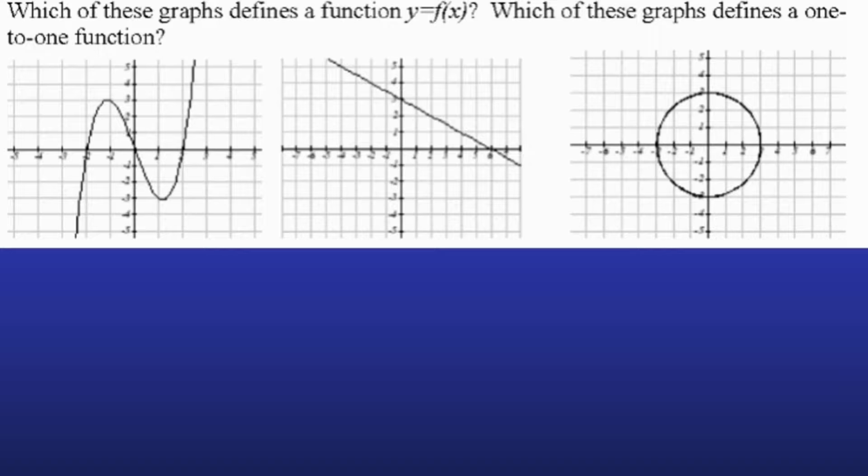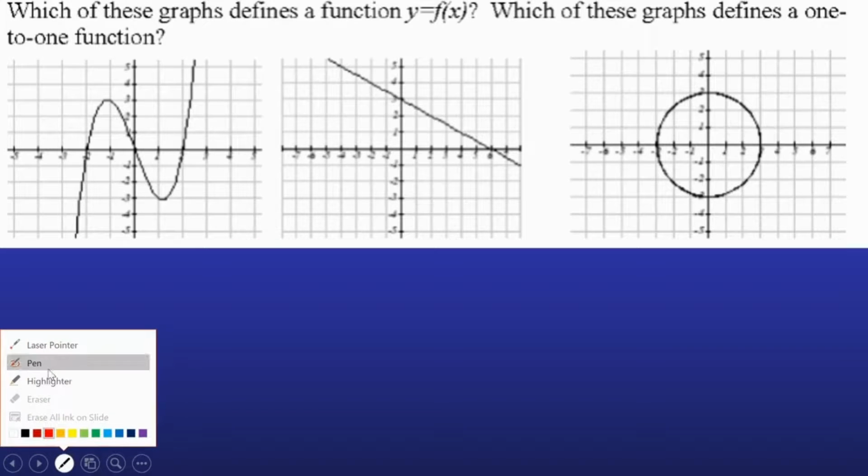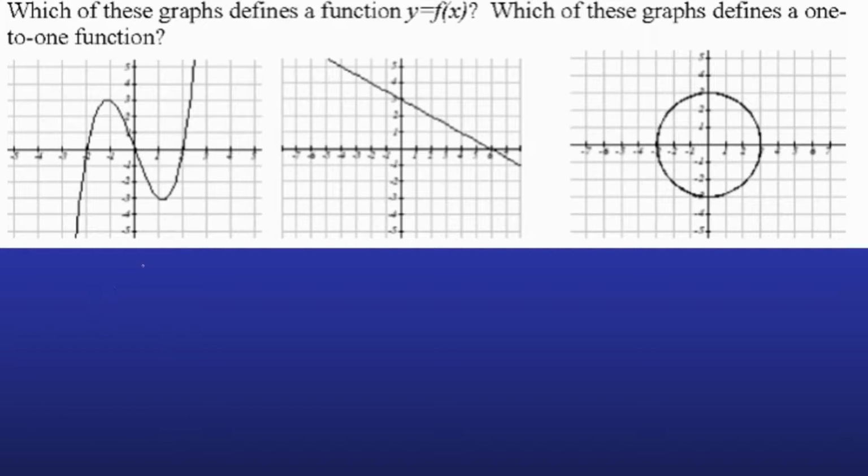Which of these graphs defines a function y equals f of x? Which of these graphs defines a one-to-one function? So to figure out if a graph is a function, you will use the vertical line test. So you draw a vertical line on a graph, and if it hits 2 points or more, then it's not a function. Since this hit only 1 point, then this is a function.